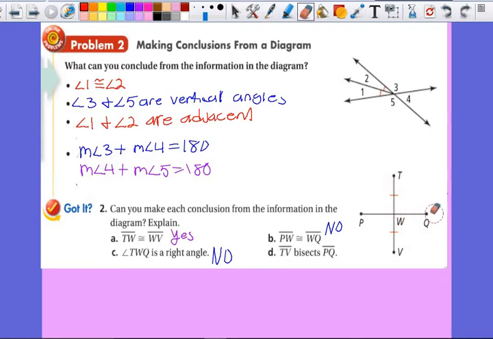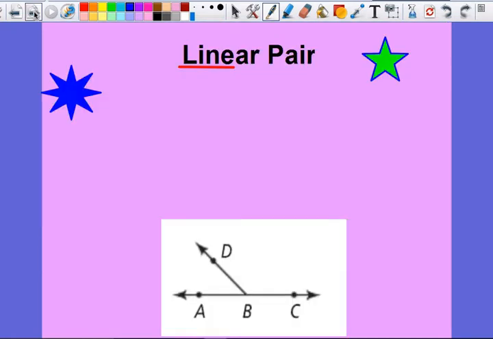And last but not least, we have that TV bisects PQ. Now, in an earlier lesson, we did talk about bisects. Bisects means it cuts it in half. So you're saying that TV cuts PQ in half. Well, here's the problem. TV does not cut PQ in half. So the answer is no. If you think about it, would PQ cut TV in half? Yes, but TV does not necessarily cut PQ in half. And that goes back to this one right here, because that one wasn't congruent, or you can't verify that it was, it didn't work, all right? So you've got to be very careful with those.